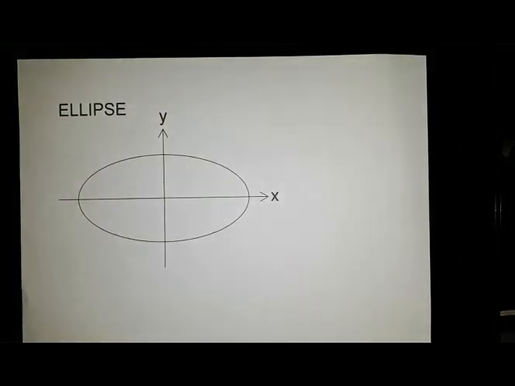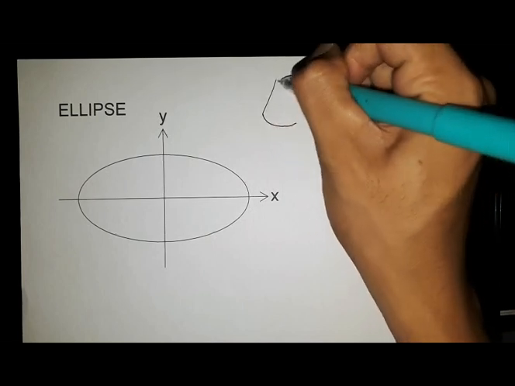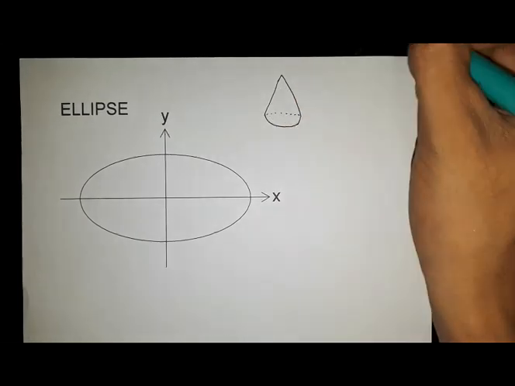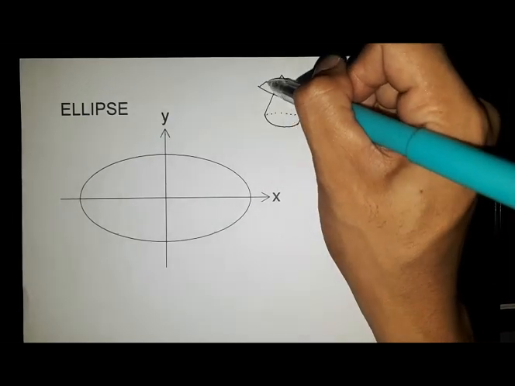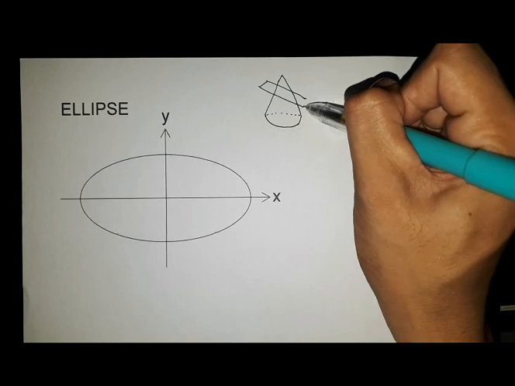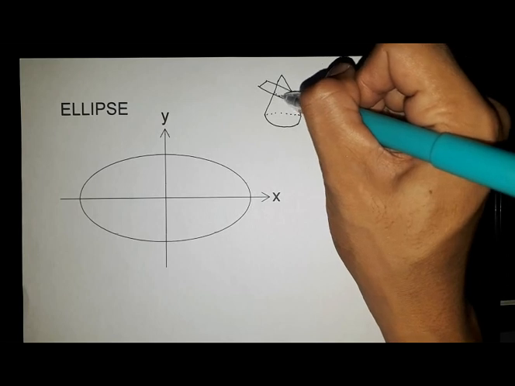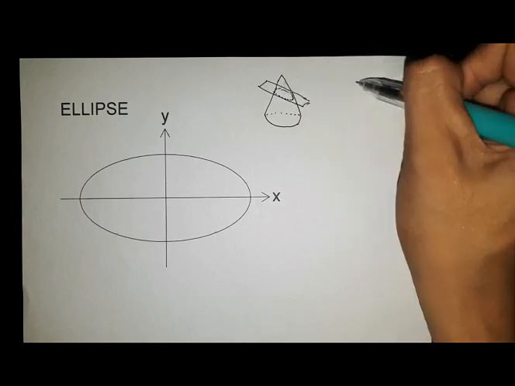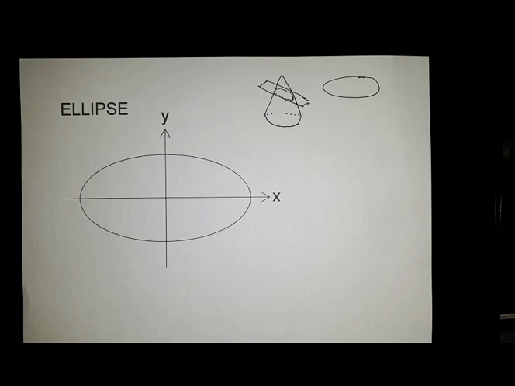An ellipse is a conic section formed by cutting a plane in a cone that is not parallel to the base. So if you introduce a cutting plane here, what it will form is a shape like this, and that is an ellipse. So let's identify the parts of the ellipse.